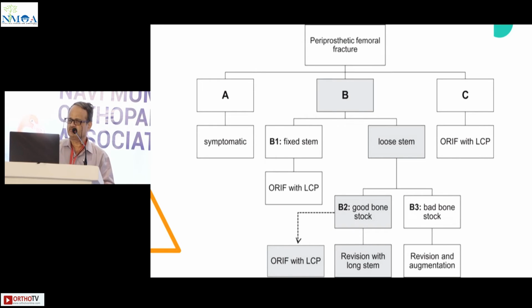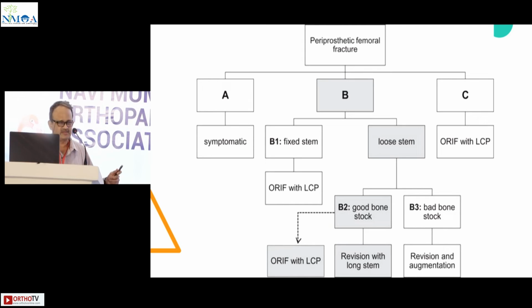Same thing in the periprosthetic fracture. You have A, B, C. B1 is a fixed stem. B2 is good bone stock but a loose stem. B3 is bad bone stock and a loose stem, and C is beyond the tip of the prosthesis. So we have this algorithm in place. A is around the trochanter, either greater trochanter or lesser trochanter. If symptomatic, you require fixation.